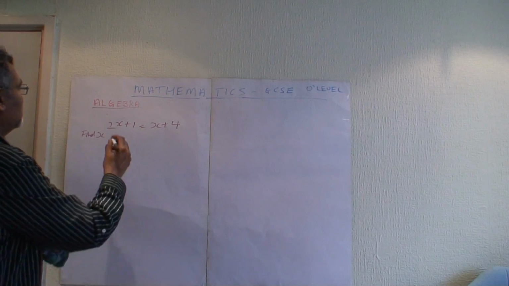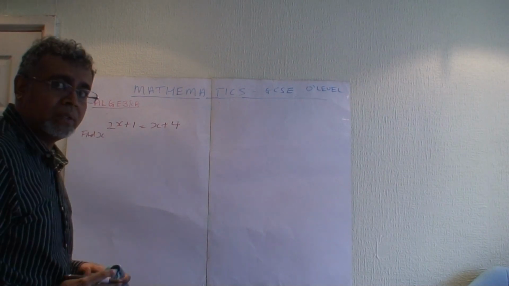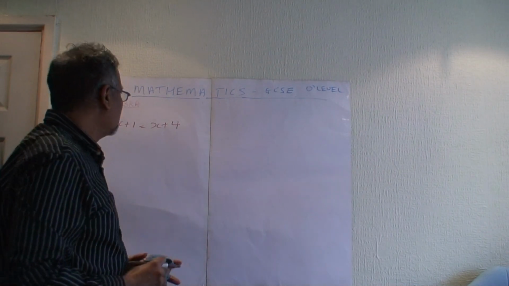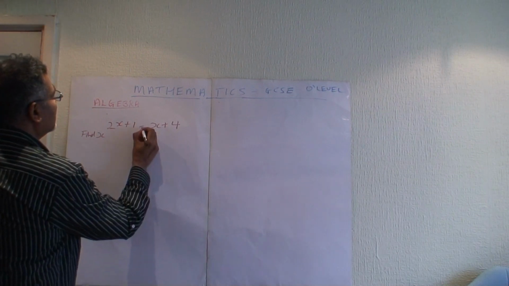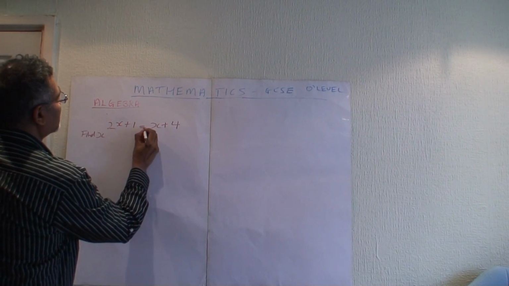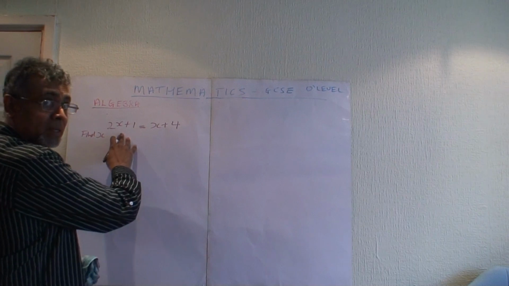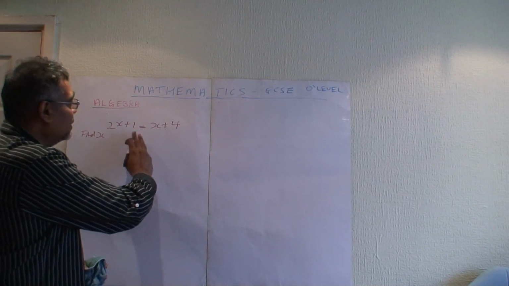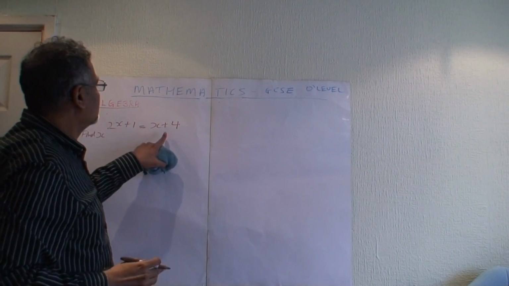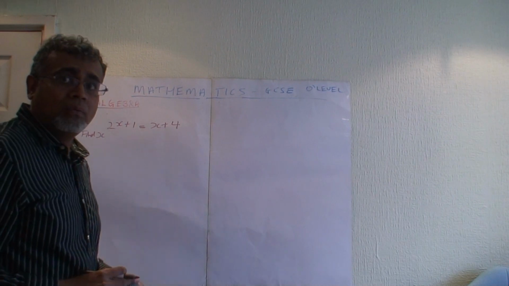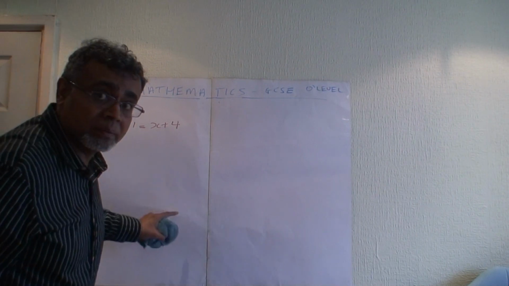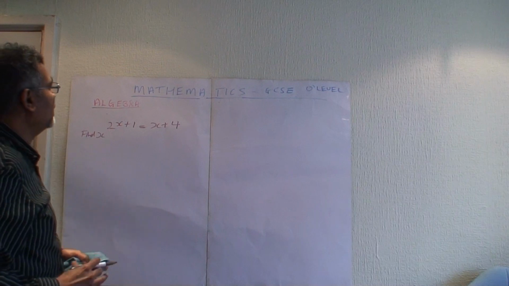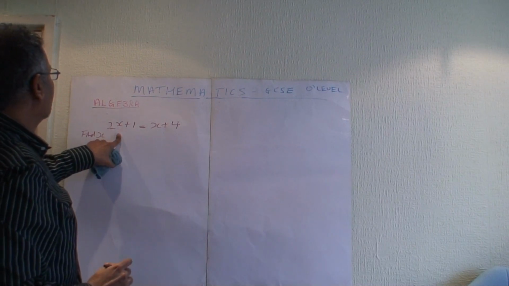Okay, so here we have a slightly more difficult expression. This is an equation because the equal sign is in the middle. So the value on this side of the equal sign is equal to the value on the right side of the equal sign. Okay, so you want to find x.